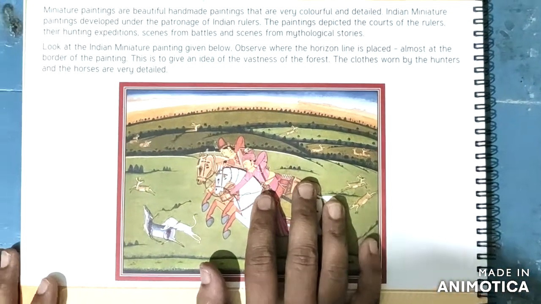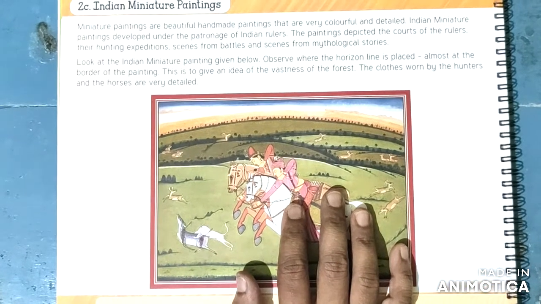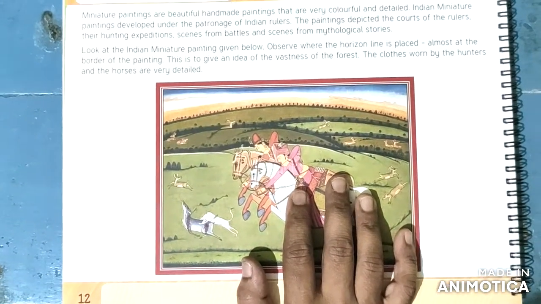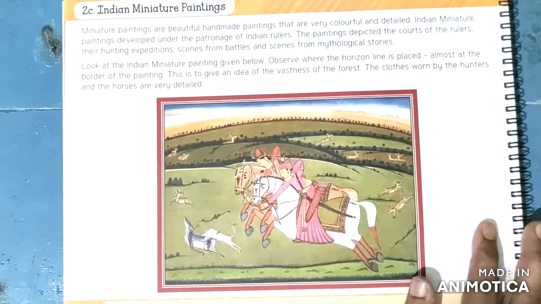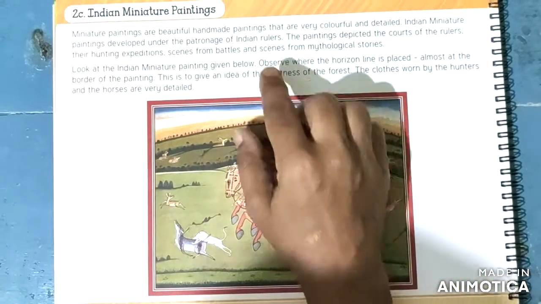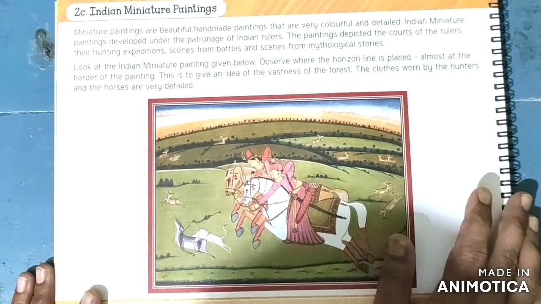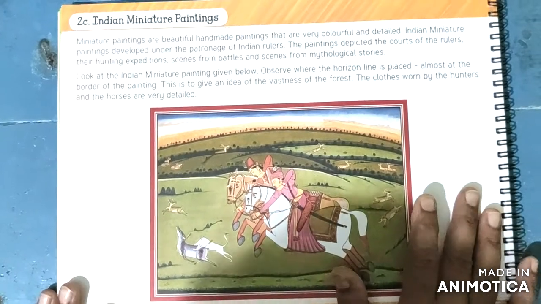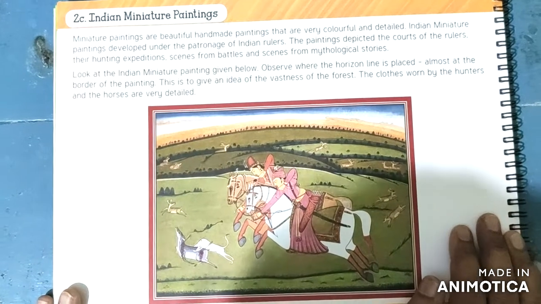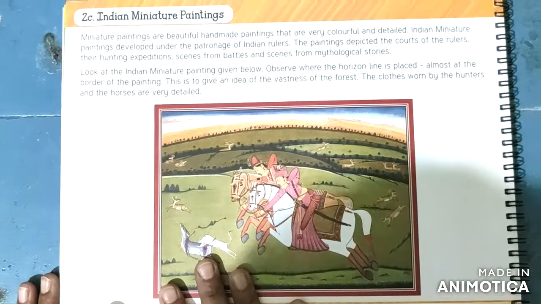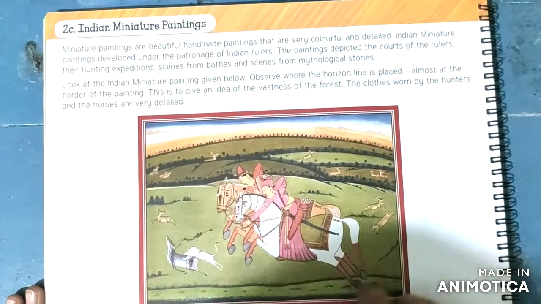Battles means they fought with neighboring emperors or rulers, and that's why these battles are always seen in our history. So these scenes are also very memorable. That's why the paintings depict the battles. And mythological stories means imaginary stories. These stories are not true. So these are the subjects of miniature paintings.